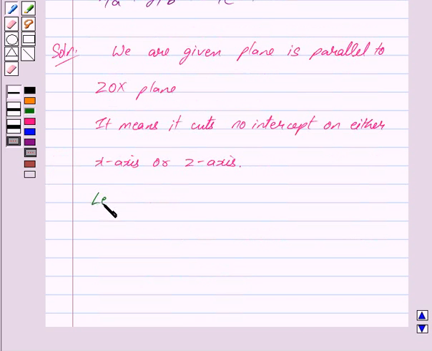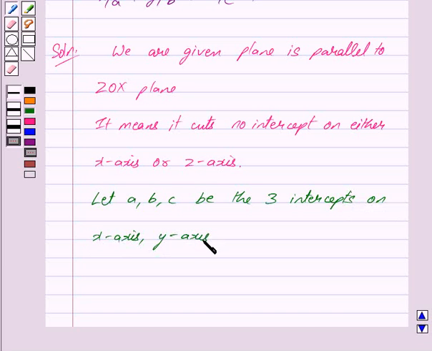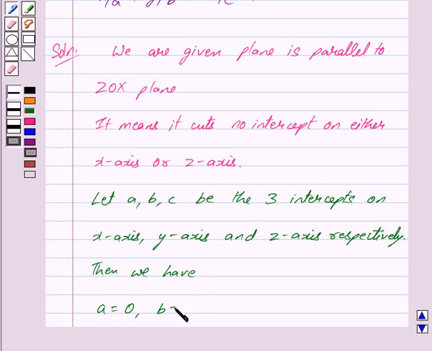Now let a, b and c be the three intercepts on x-axis, y-axis and z-axis respectively. Then we have a is equal to 0, b is equal to 3 and c is equal to 0.